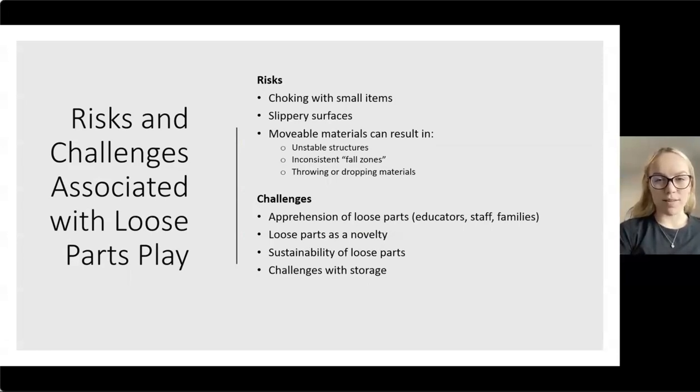And then challenges with storage. Since we want to prolong the life of the loose parts, we need to make sure we are storing them properly. Set a place aside that is dedicated to the loose parts that the children are familiar with. They will know to put the materials back where they got them from. And in the last webinar, you'll be looking at risky play in general, but there are some risks attached to adding loose parts to outdoor environments.